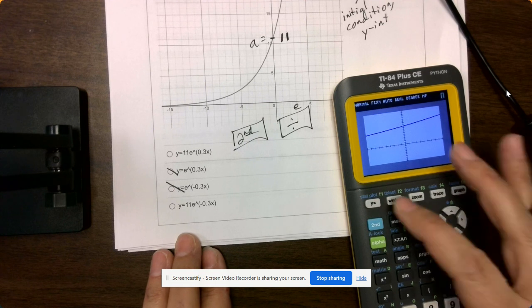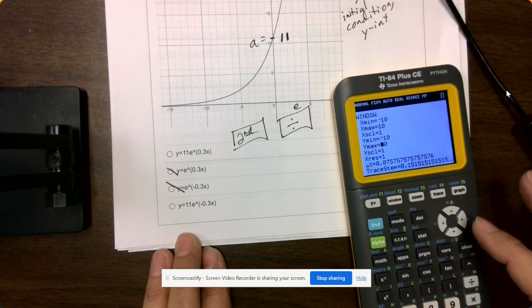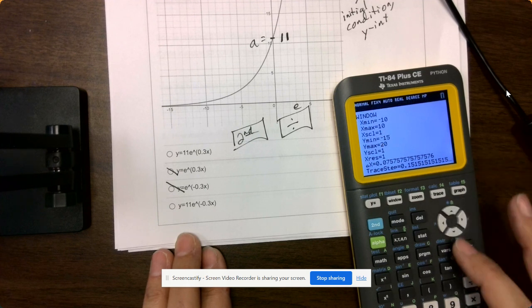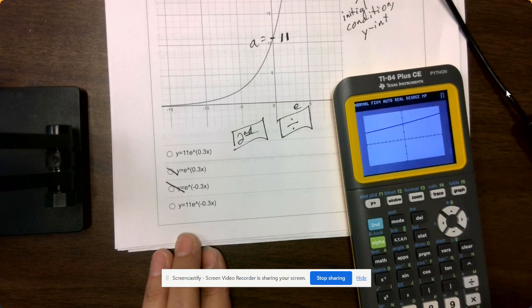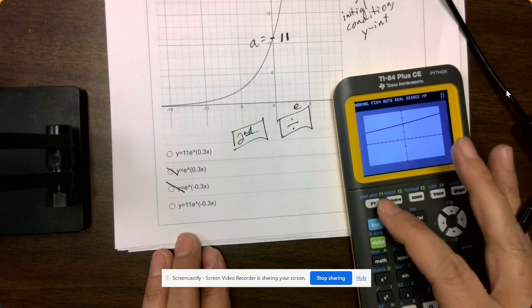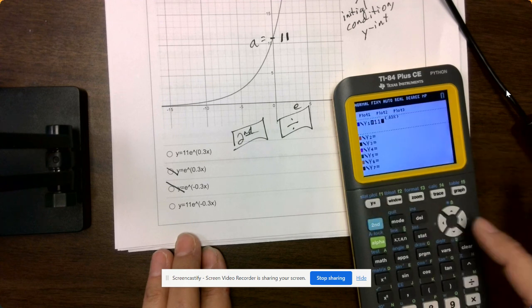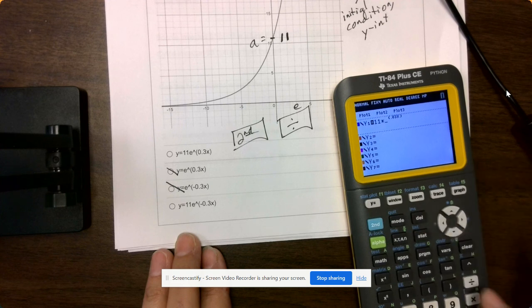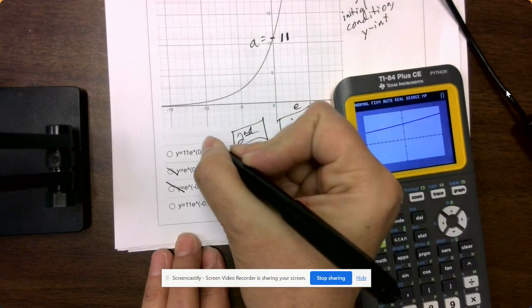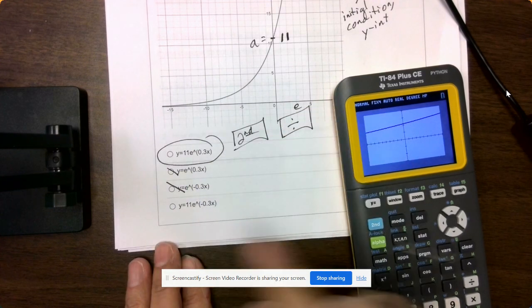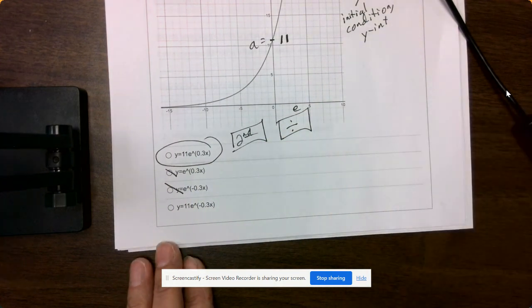Still looking like that. Okay. It's going up, so it's going to be this one. Everybody, good.